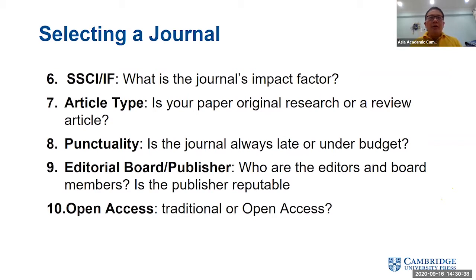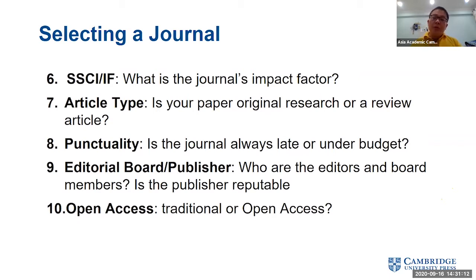Punctuality. If you read the journal you want to publish in regularly, you know whether it is published on time, as in the issues are always published at the same time every year, or whether it is always late, or whether there are certain issues that only have one or two articles. That means it's under budget. Those are clues that tell you that the journal is problematic, either the editorial board or the publisher. So perhaps it's best to avoid those, so that the paper doesn't get jammed up there.